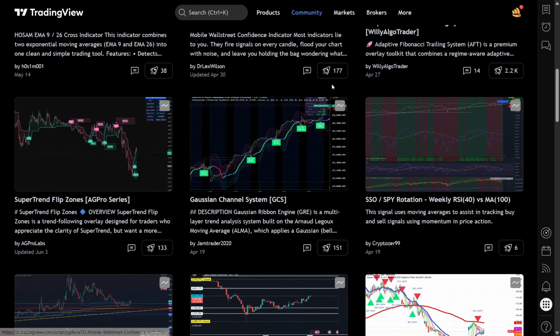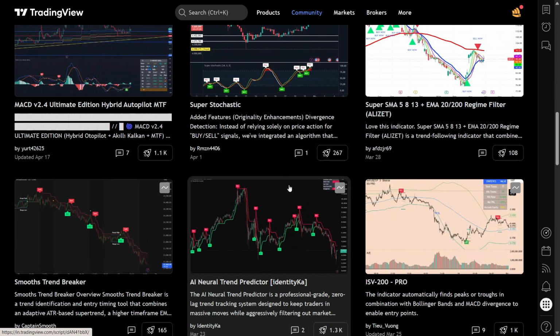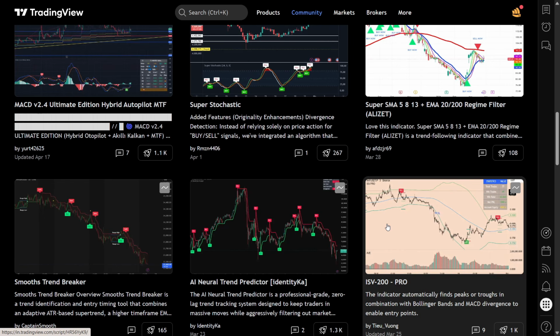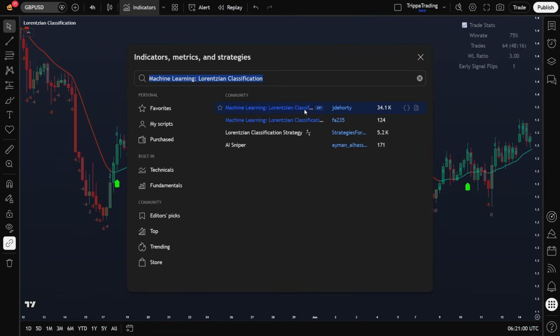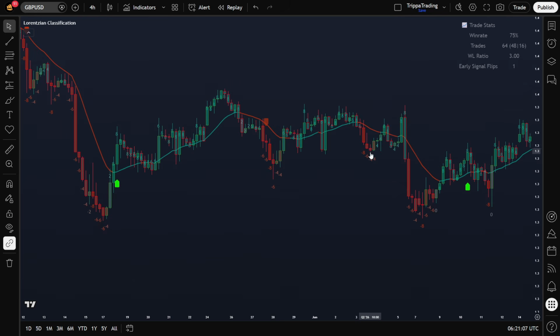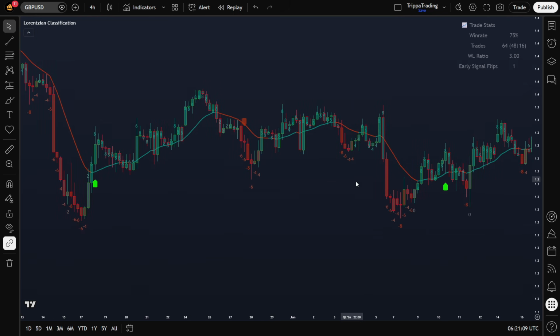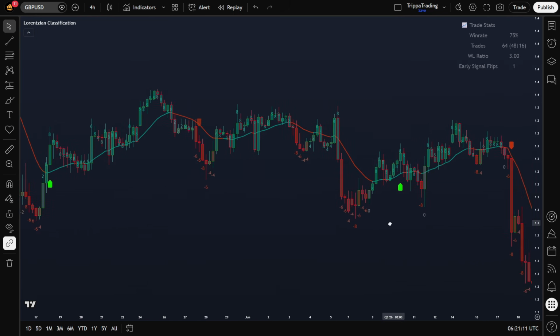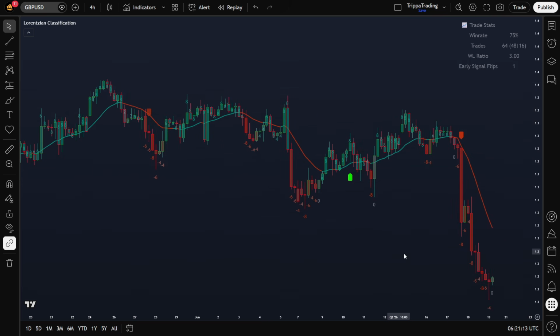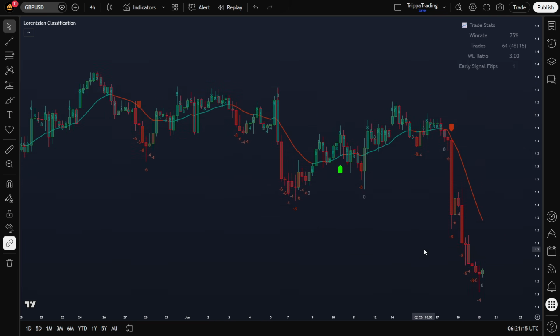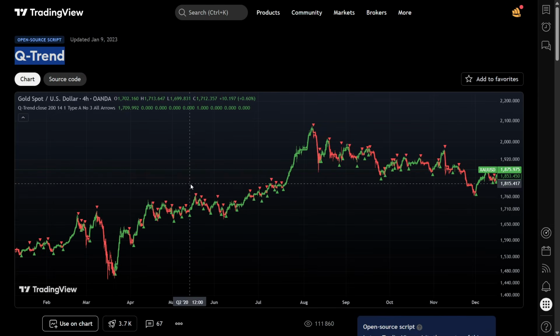These are the indicators that directly print signals on the chart instead of making you interpret the setup yourself. The first one is Machine Learning Lorentzian Classification by J.D. Horton. This is an editor's picks indicator, and it uses a machine learning model to generate buy and sell signals. That is why it gets a lot of attention, because it uses a more advanced pattern recognition approach than a lot of basic indicators.